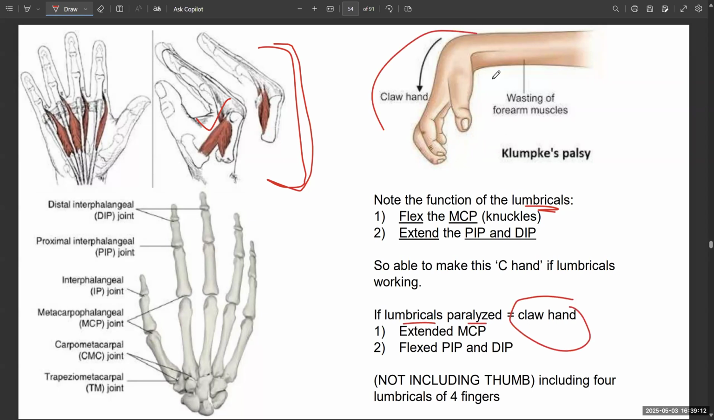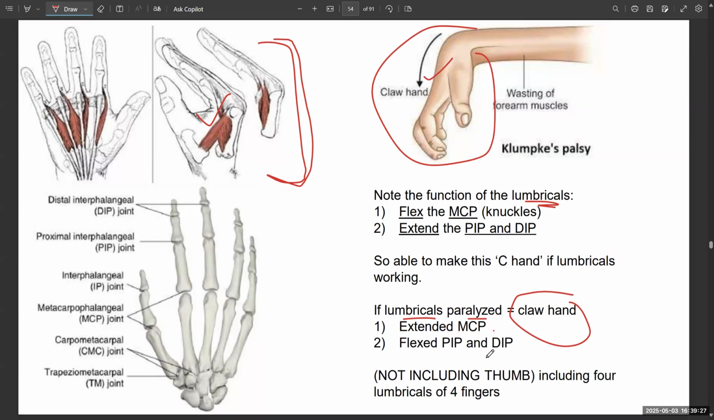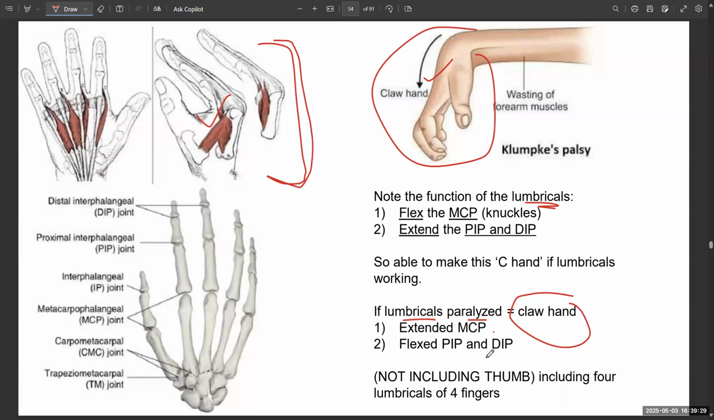However, if the lumbricals are paralyzed, you get a claw hand. This is the claw hand, where your knuckles are extended. If you extend your knuckles instead, this is basically the opposite movement: extend your knuckles and then flex your PIPs and DIPs. It is going to look like a claw, and that is what is called a Klumpke paralysis or a Klumpke claw. Now, this does not include the thumb. It only includes the 4 lumbricals of the 4 fingers because the thumb does not have lumbricals.